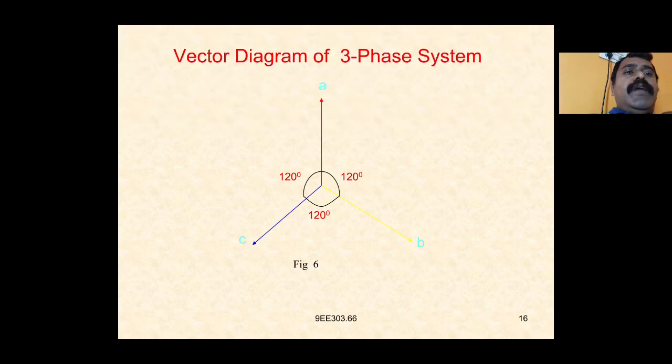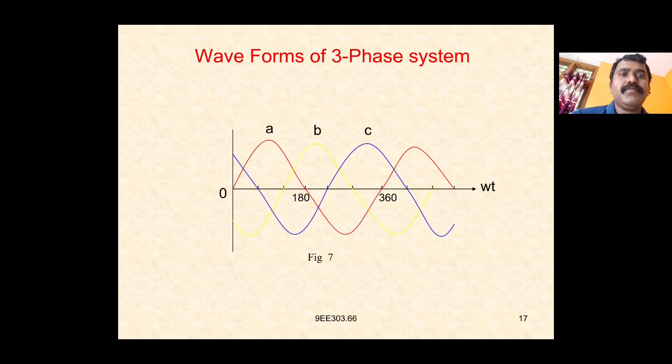The vector diagram can be seen here, with A, B, C given. The displacement between all the three windings is 120 degrees. The waveforms of this figure can be given like this, again A, B, C, with 90 degrees and 120 degrees marked.